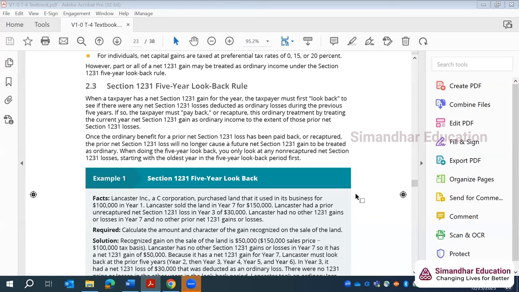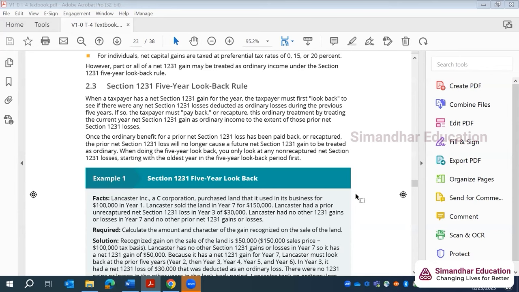If in the past 5 years you have taken a section 1231 loss, then you need to recharacterize that gain that you have in the current year as an ordinary gain, and anything in excess can be treated as your capital gain. Okay. So this is what you have to be mindful of.